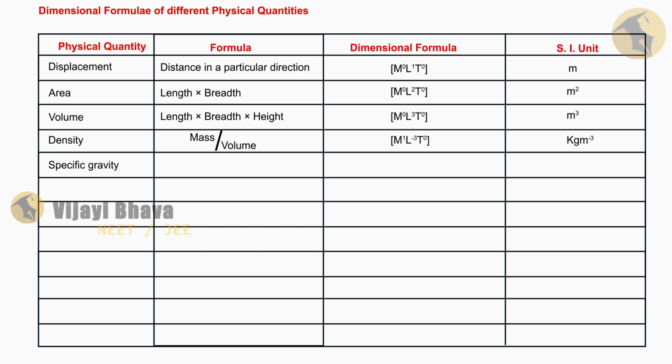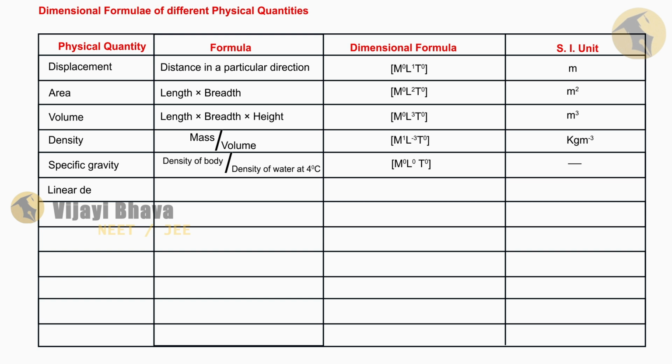Specific gravity is the ratio of density of a body to the density of water. If we just observe, it is the ratio of two similar physical quantities, which are density in the numerator and density in the denominator. Thus both of them get cancelled. Thus this does not have any dimensional formula. So we understand that the ratio of similar physical quantities does not have dimensional formulae.